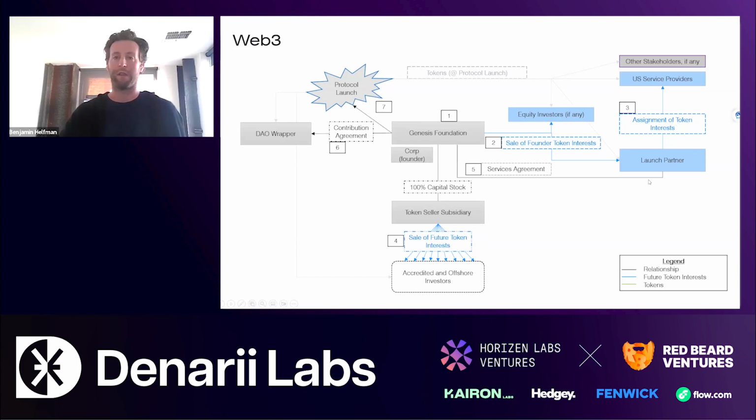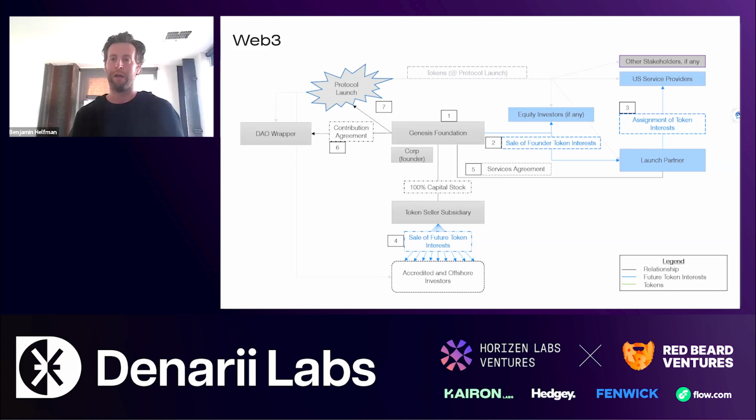And then once the launch partner purchases those token rights, it turns around and assigns some of those token rights to the founders and other early employees of the company. It will also retain some of those token rights on its balance sheet to incentivize future employees and service providers. And then it may also, just as we discussed, purchase additional token rights to keep on its balance sheet for other purposes.